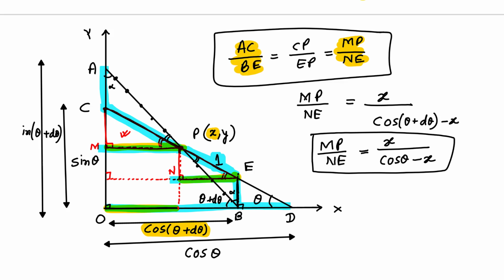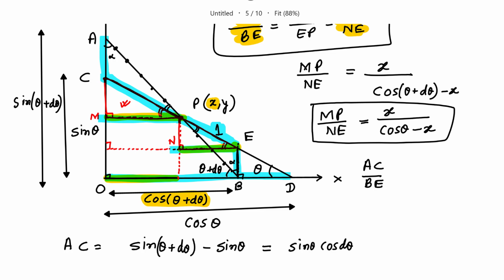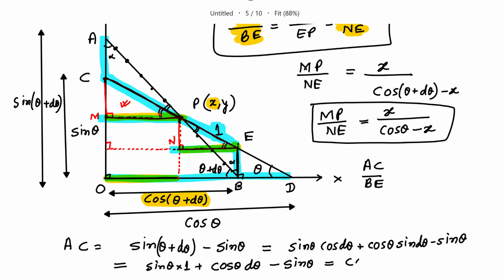Now we will try to calculate AC by BE. So what is length AC? AC is nothing but this distance, that is sin(theta plus d theta) minus sin theta. If we expand this, it will be sin theta cos d theta plus cos theta sin d theta minus sin theta. Since d theta is very small, cos d theta is 1 and sin d theta is d theta. So this is simply cos theta d theta.